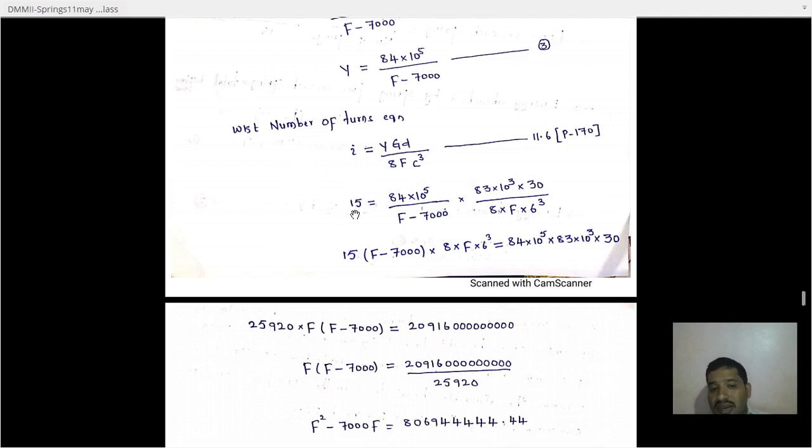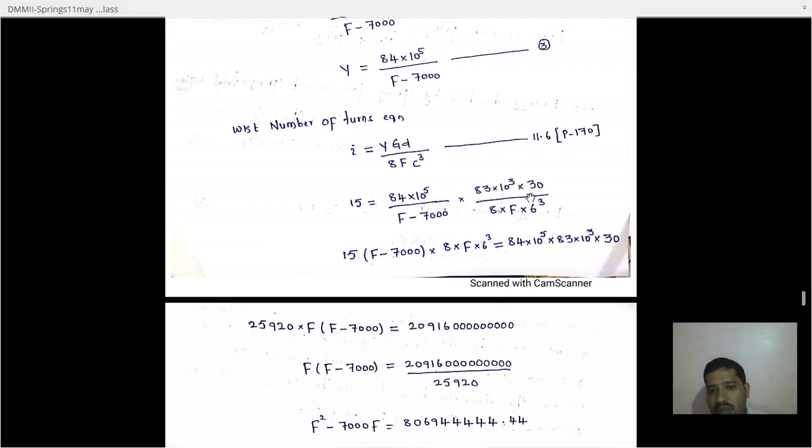How much is that here? 15 is already given, is it right? Into y, how much is y? The y value we already solved: 84 into 10 power 5 by F minus 7000. This is the value of y only. The modulus of rigidity is already given in the question: 83 into 10 power 3.